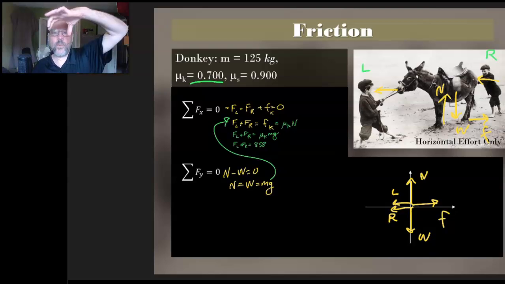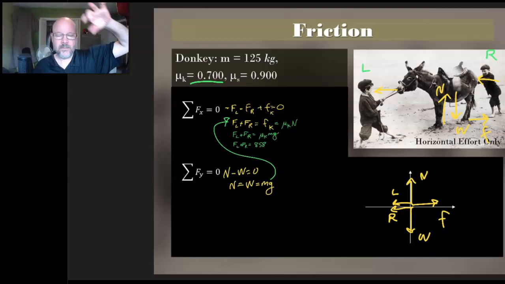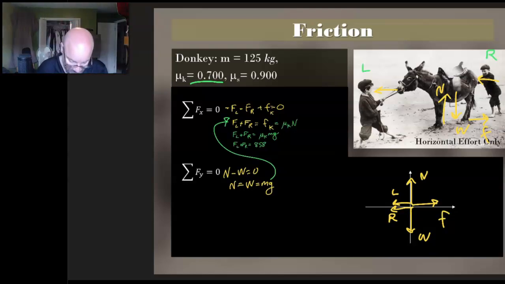Now that would be where the donkey is sliding. Now I want to compare that to if the donkey was holding still. Now if the donkey is holding still, then I need a different color.